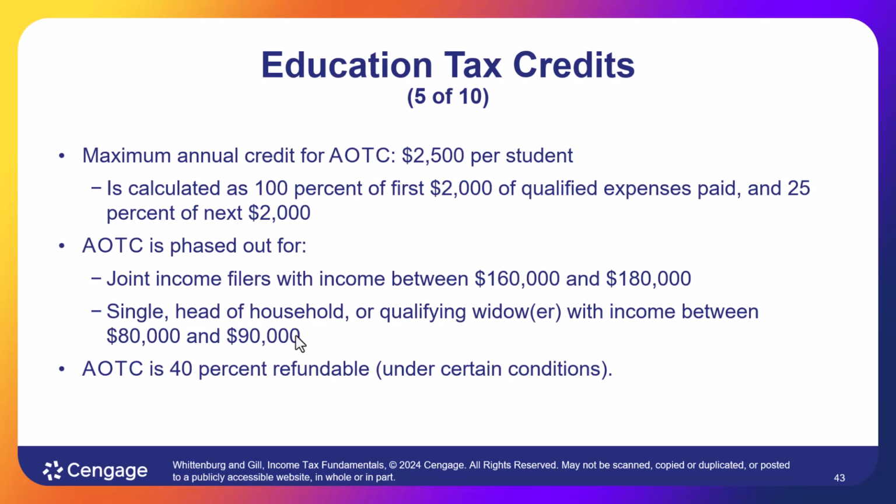The maximum annual AOTC is $2,500 per student. It is calculated as 100% of the first $2,000 of qualified expenses and 25% of the next $2,000. So you need a minimum of $4,000 to maximize the credit. AOTC is phased out for joint filers between $160,000 and $180,000, and for single, head of household, or qualifying widower between $80,000 and $90,000. AOTC is 40% refundable under these conditions.